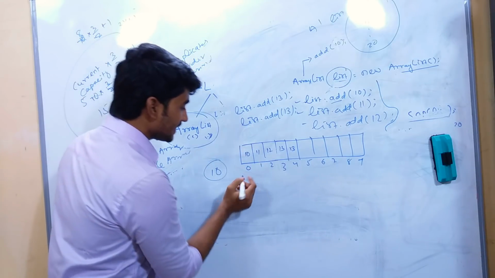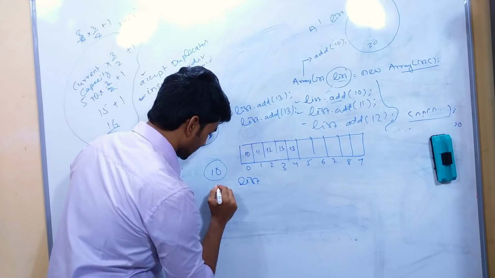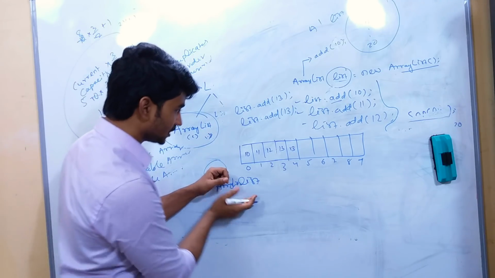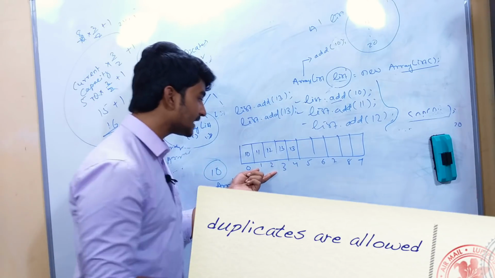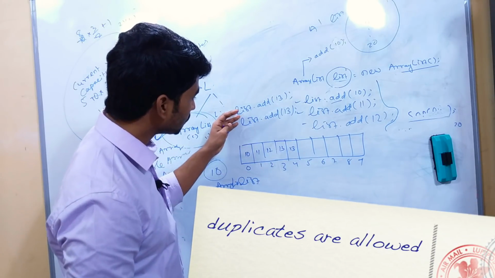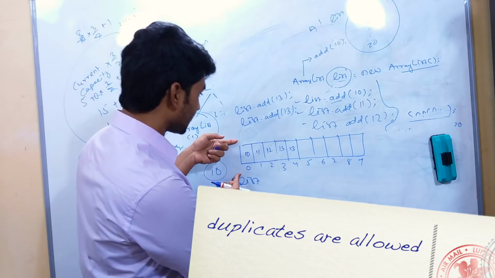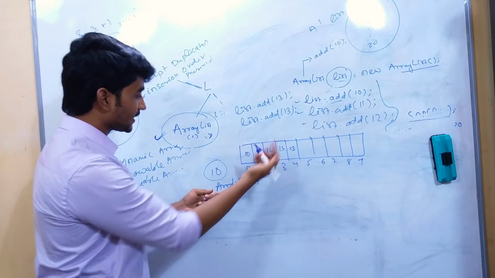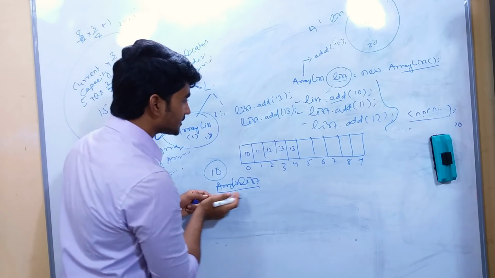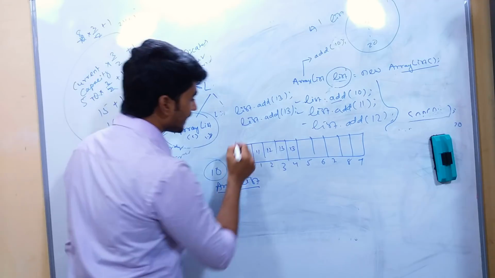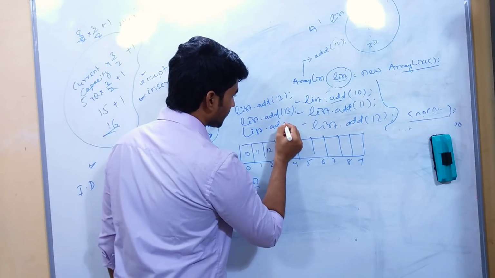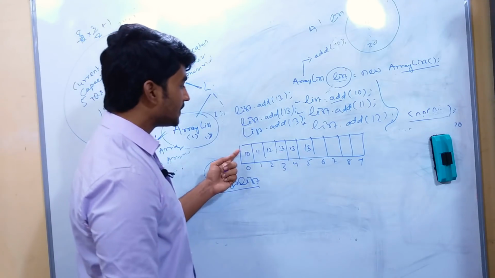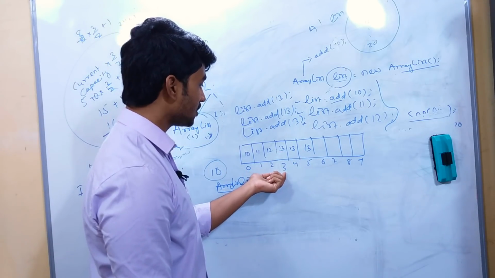Why? Because this is an ArrayList object, and the ArrayList has a special feature. If your requirement in your project is to store duplicate elements, then you should go for ArrayList. You can go for any of the list implemented classes like ArrayList, LinkedList or Vector, but here we are talking about ArrayList. ArrayList accepts duplicates. If I insert 13 again, 13 will come here because duplicates are allowed inside the ArrayList.